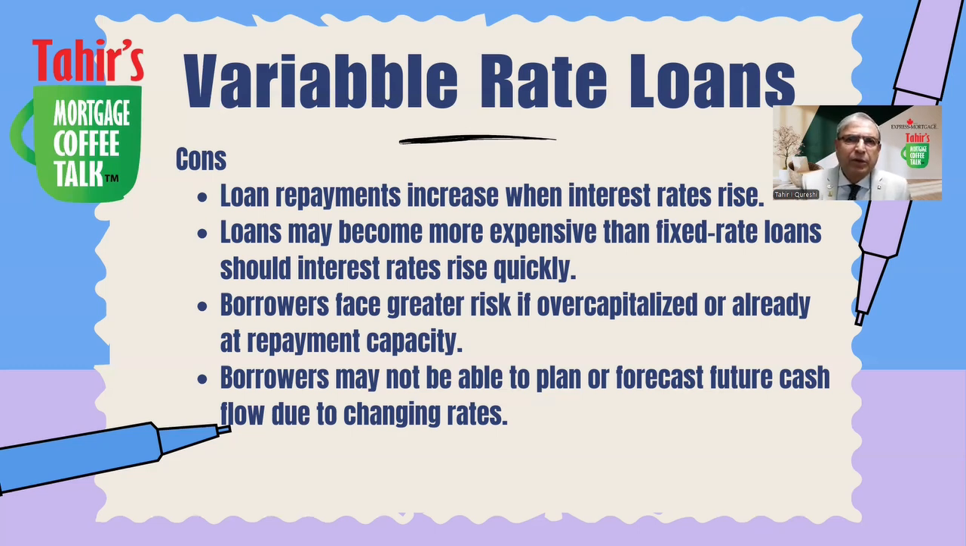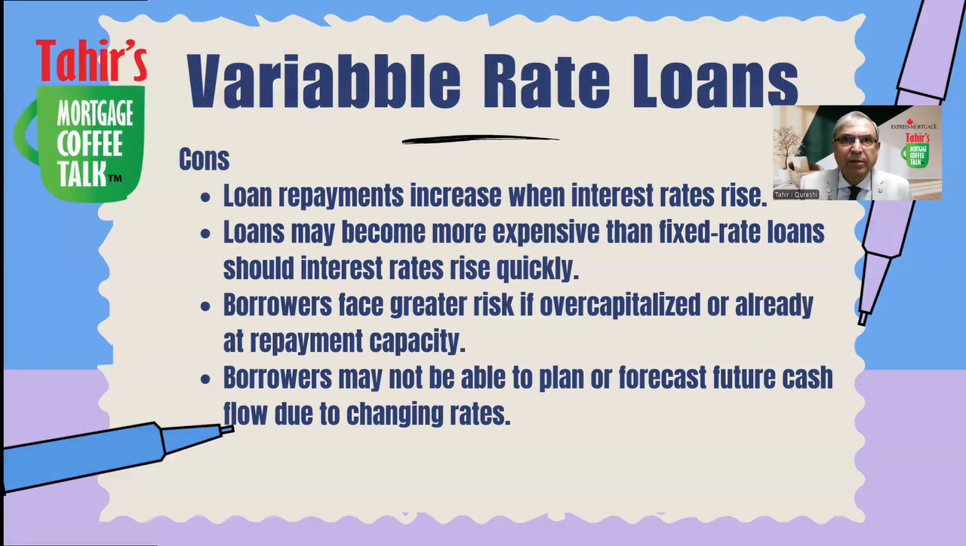And we did some episode before on Realty Coffee Talk on that. So this is why you have to look at them. You run the risk. And our trend is going down, before it was going up. And borrowers may not be able to plan or forecast future cash flow due to changing rates. So if your interest rate is going up, it's very difficult to plan your budget, and you need to have money to pay for the bill. And this is where the challenges are when you are in a variable.